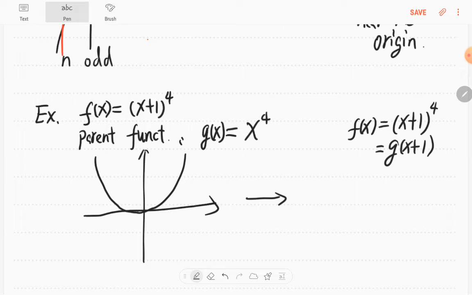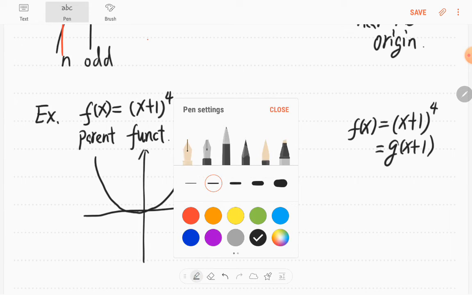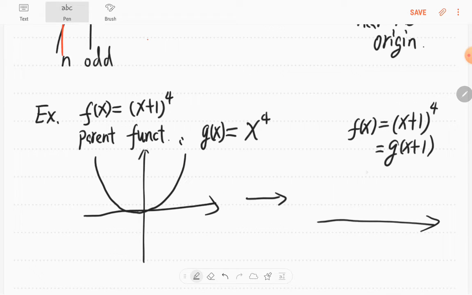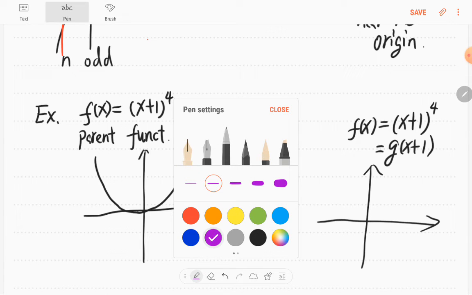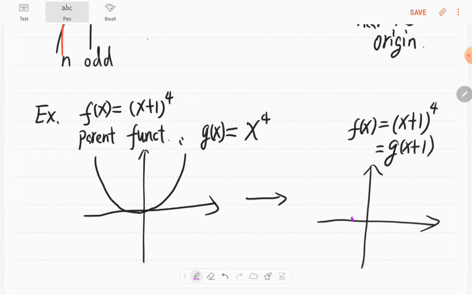Do you remember, if we add 1 on x, that means you need to move to the left by 1 unit, right? So let's use another color. We move 1 unit left, so the graph will look like this one. So this is f of x equals x plus 1 to the fourth.